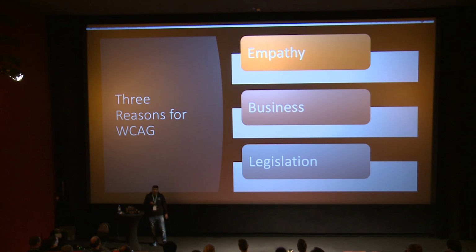The second point is called business. If you have a competitor who has made his website WCAG compliant, these disabled users, who are 217 million people, will love to go to your competitor's website rather than your website, because your website is not compliant to serve that person.